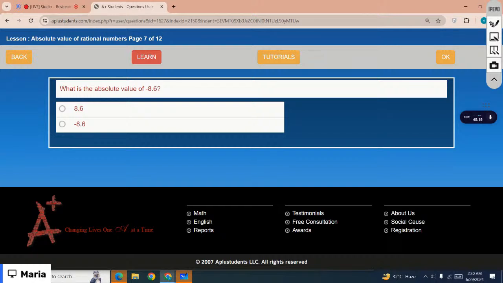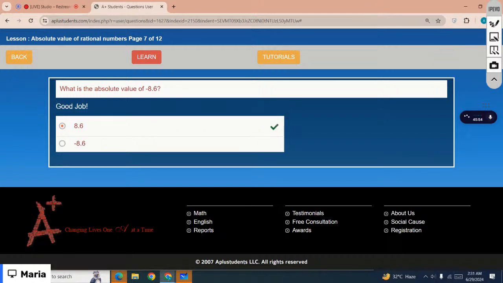What is the absolute value of negative 8.6? Which is the correct option? The correct option is option number one, that is 8.6. Option number one is the correct option.